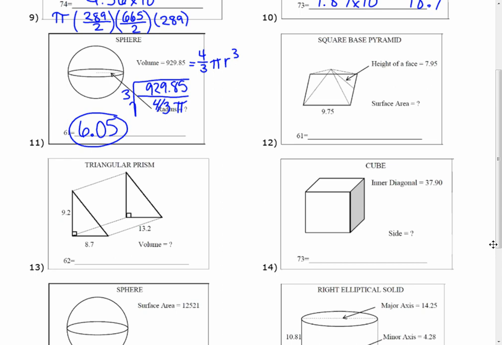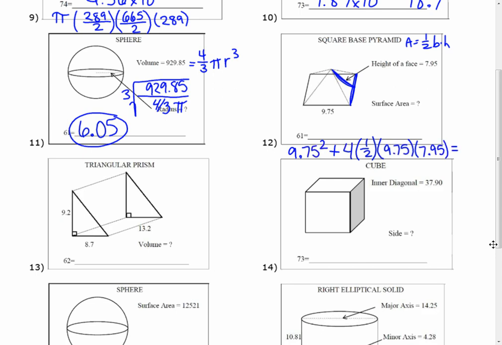So our surface area is going to be our square at the bottom, so we've got our 9.75 squared, plus 4 triangles, and our formula for the area of a triangle is 1/2 base times height. So we're going to have 1/2. Our base of this triangle is the side of the square, so that's 9.75. And then our height on the side here is actually given to us, which is nice, 7.95.